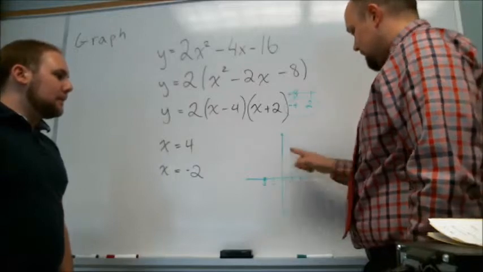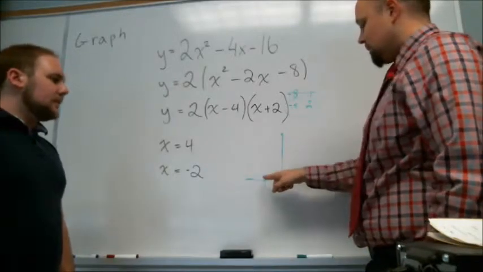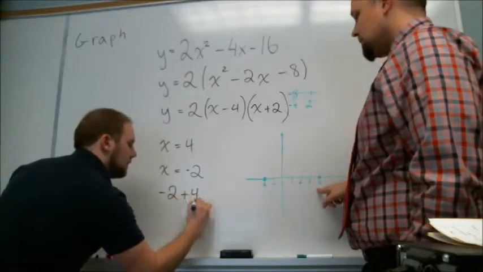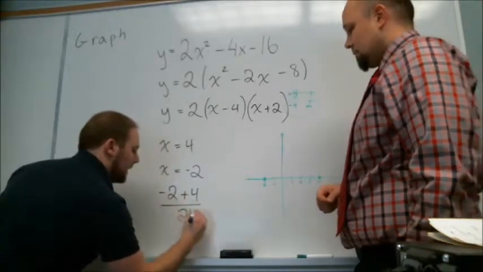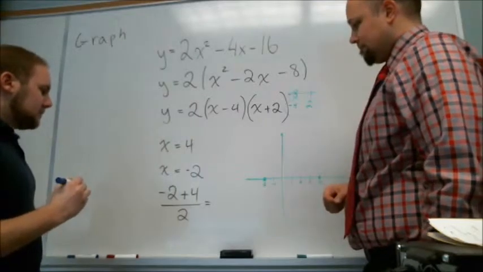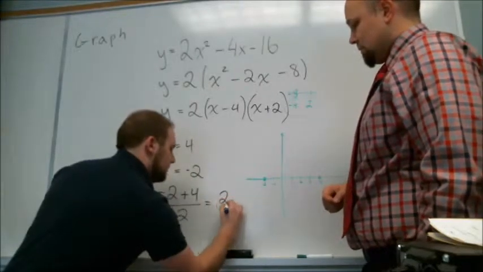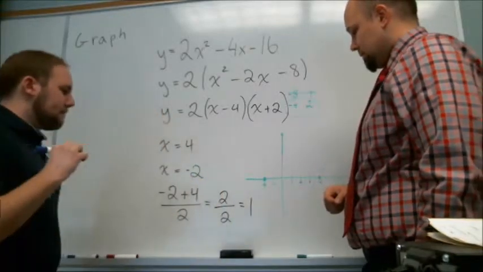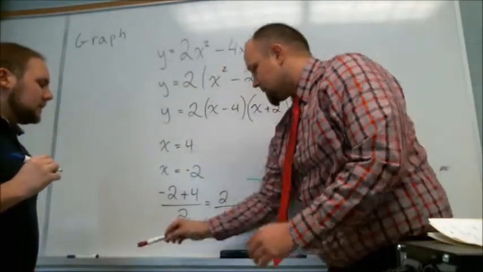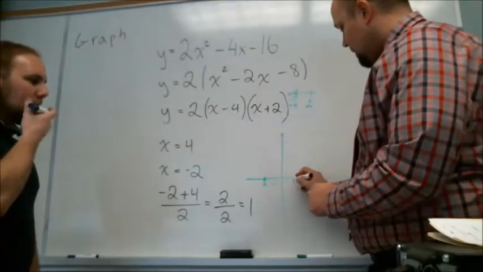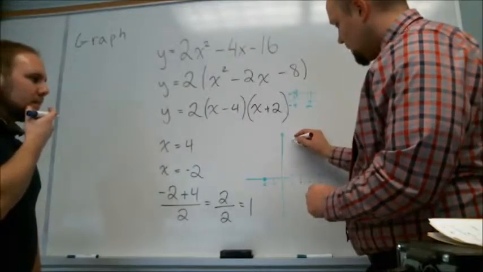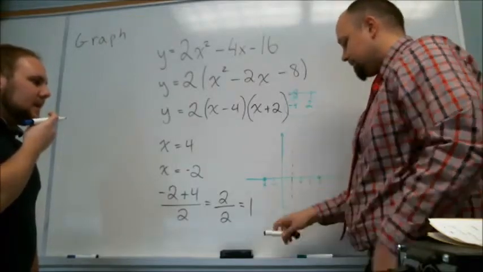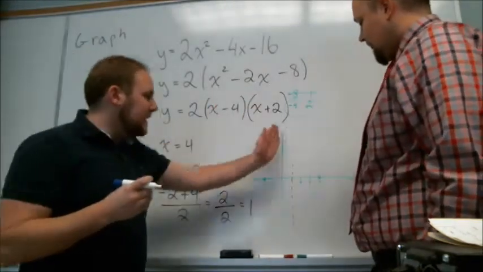I remember to find the number in the middle, we can average them out. So we can say negative 2 plus 4, divided by 2. Divided by 2. Perfect. Okay. And negative 2 plus 4 is 2, divided by 2, so that gives us 1. Great. All right. So what I just found out is that somewhere at 1, so somewhere along this line, there's a vertex.